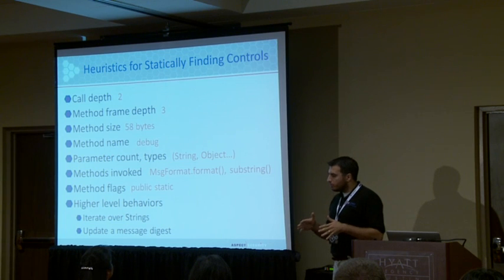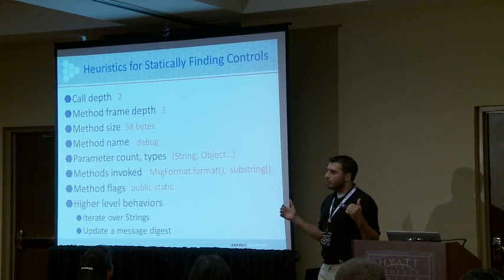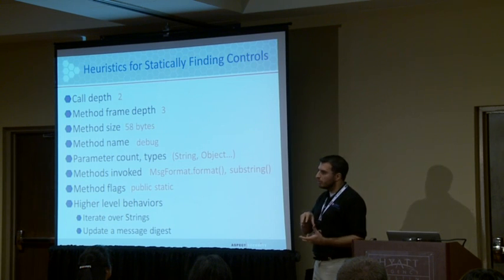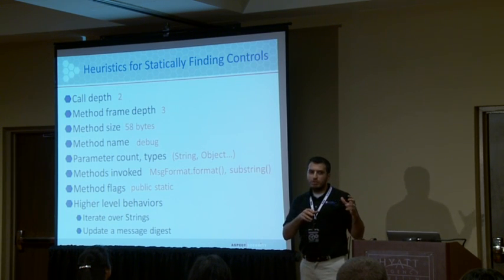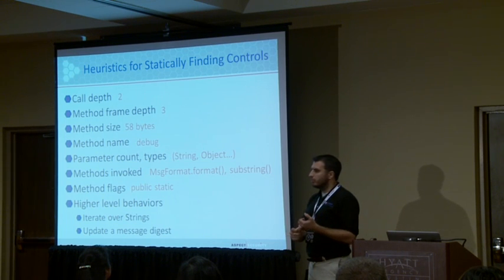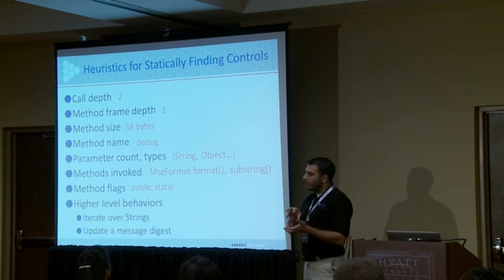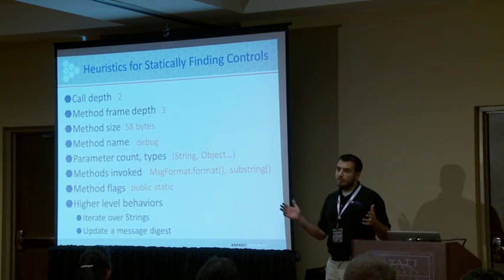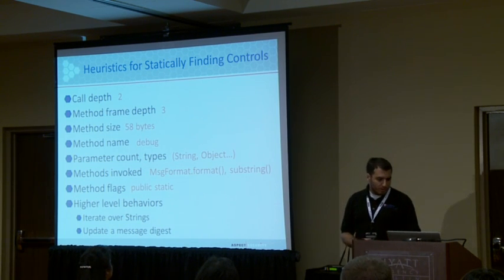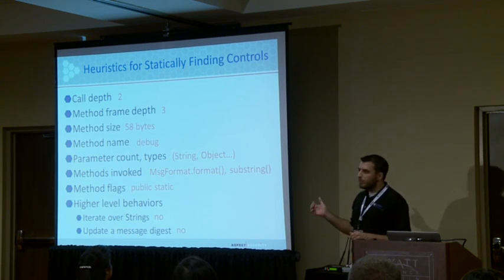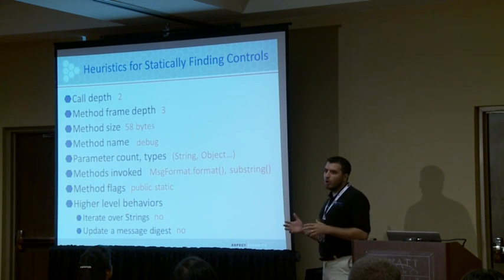Another feature that these guys built into the scanner was that they detect higher level behavior by looking at a combination of the functions called. So they could tell that a function iterates over strings by checking if it calls getChars or some other functions. By the presence of multiple methods, you can determine this higher level behavior. So we've identified some higher level behaviors that may be tipping us off to other security methods. Does this method iterate over strings? No. Does it update a message digest? No. So this to me looks like a candidate for a logging method.